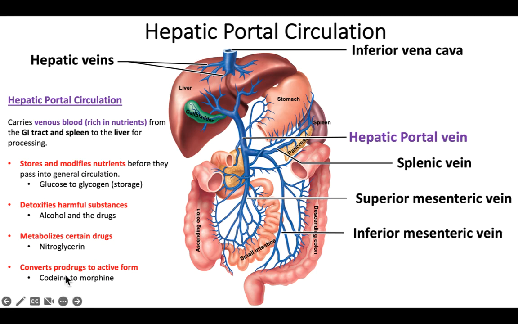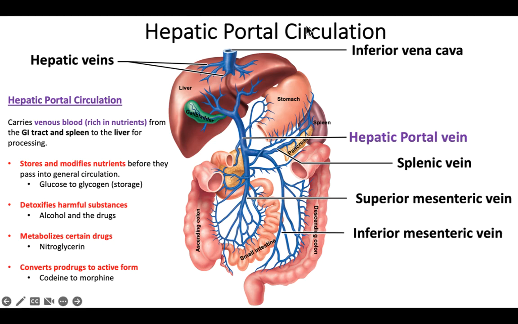So a good example there is codeine. Codeine is a painkiller, and when it's ingested, so you ingest codeine in a pill, it gets into the portal blood, goes to the liver. Well, the liver modifies it, and it gets converted into morphine. So now you've got the active drug called morphine, which is a pretty strong analgesic or pain reliever.